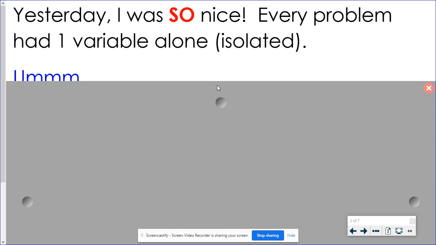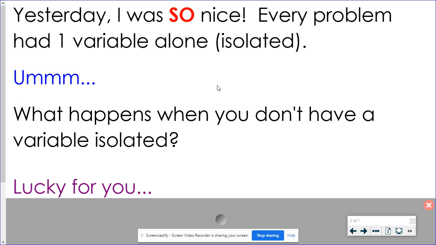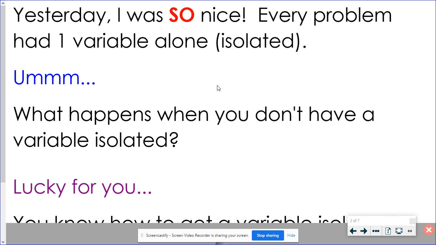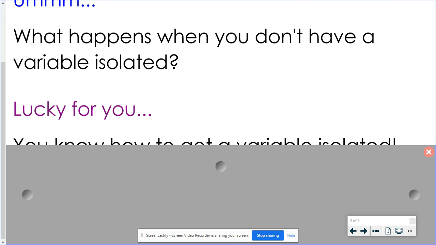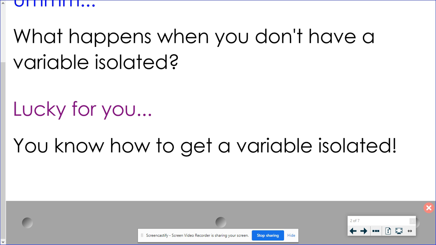So yesterday, every time I gave you a variable already by itself, but if I don't have a variable isolated all by itself, you're going to have to do that. But you're lucky. You know how to do that. Think about when we were graphing lines and we had to get the y by itself. That's what we're doing here. It's not always going to be solving for y, but you know how to get a variable by itself. You know how to rearrange things in an equation.